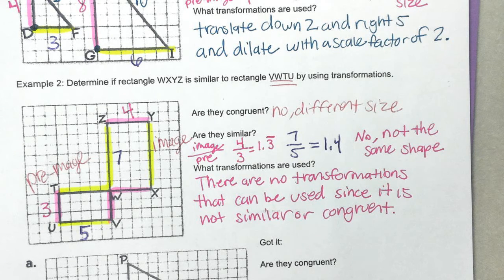Okay? Once you have that one done, I want you to go ahead and start trying Got It A. Got It A is just like the last two that we've done. So go ahead and try that. Now's a great time to be asking questions if you have them.